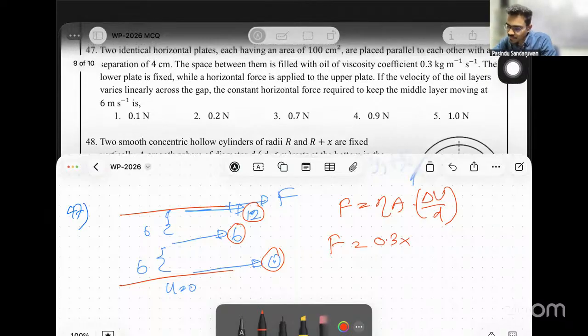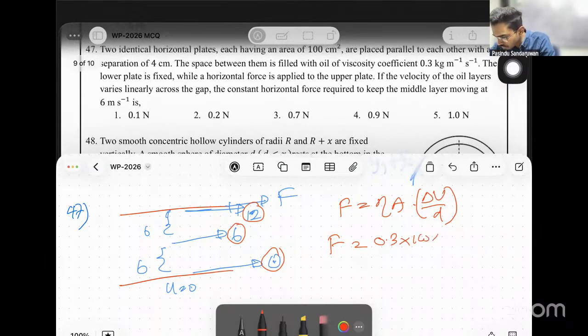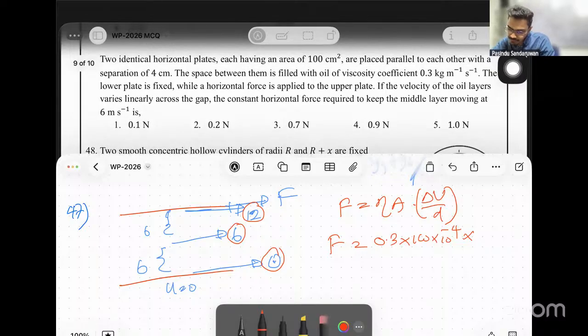Then the area is 100 times 10 to the minus 4. Right? Delta V. Now what's the gap here? The separation is 4 centimeters. Then delta V of these two is 12 minus 0, which is 12. And the separation is 4 centimeters, 4 times 10 to the minus 2.